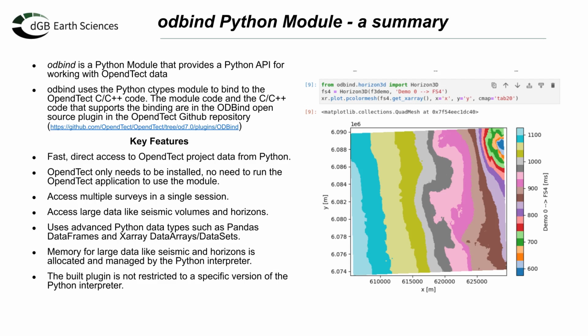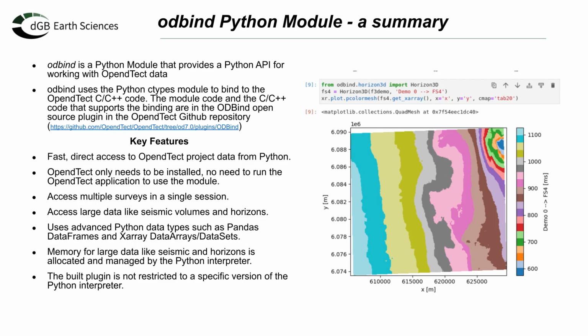Key features include fast direct access to project data from Python. You don't actually need to run OpendTect to use the module. You just need to make sure that the bin Python folder of your software installation is on the Python path. You can access multiple surveys in a single session. You have easy access to object metadata. You have easy access to large data like seismic and horizons.